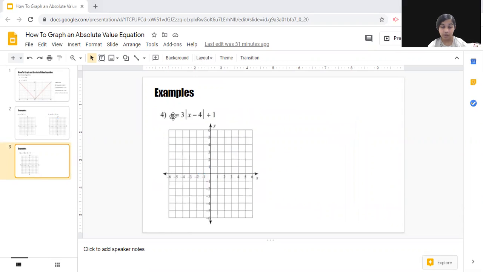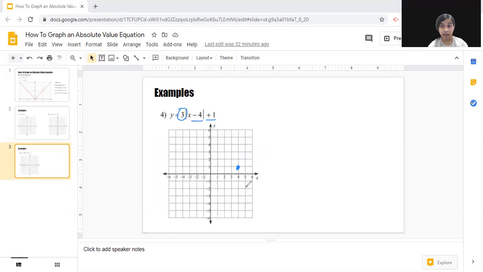We have y equals 3 times the absolute value of x minus 4, plus 1. So let's first find our vertex point. We do have an h point right here and a k point here as well. And -4 means 4 units to the right, and then a +k means 1 unit up. So there's our vertex point. And now we can figure out our other points because we do have, in fact, an a point right there.